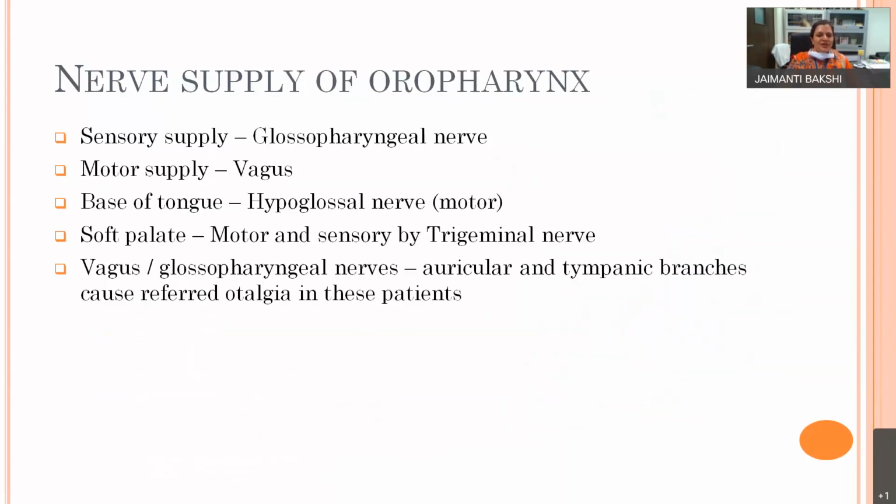Now coming to the nerve supply of the oropharynx, sensory supply is by glossopharyngeal nerve, motor supply by vagus nerve, base of tongue is supplied by hypoglossal nerve, and it provides the motor supply to base of tongue muscles. Soft palate has motor and sensory supply by the trigeminal nerve. Vagus and glossopharyngeal nerves give auricular and tympanic branches, which can lead to referred otalgia in these patients.